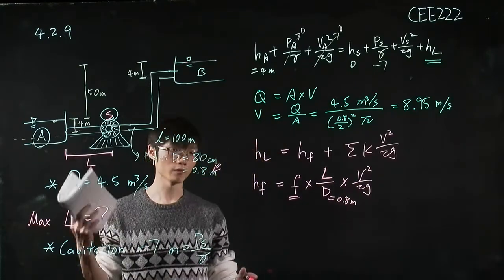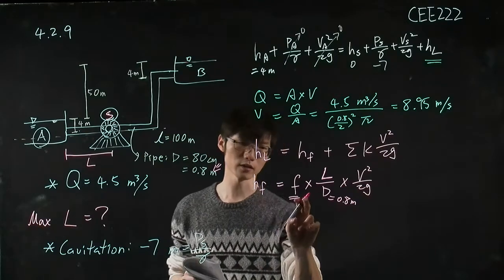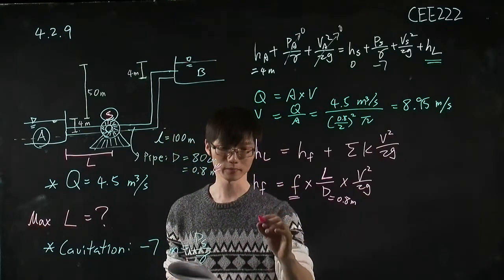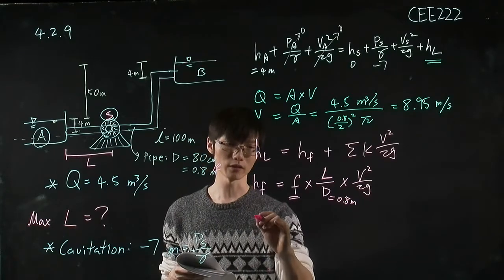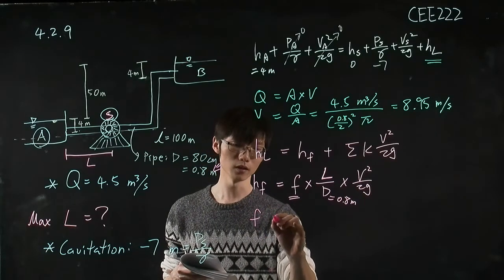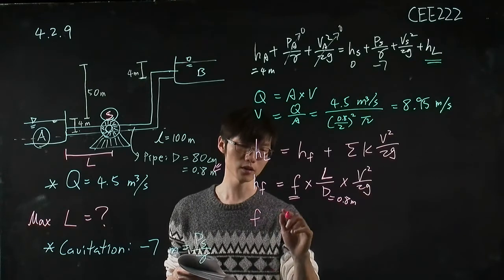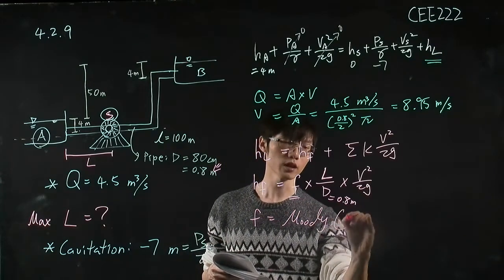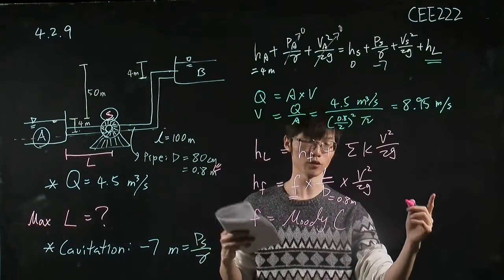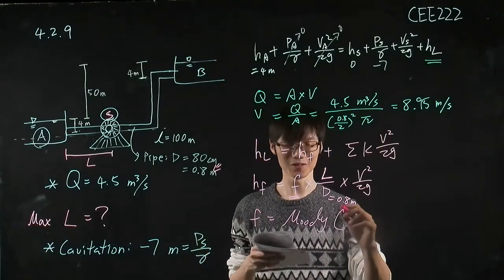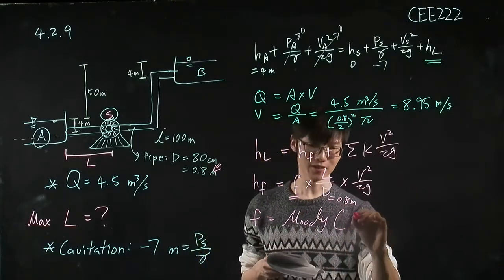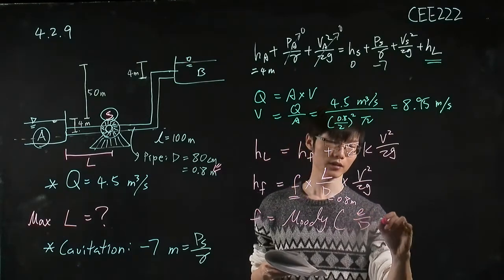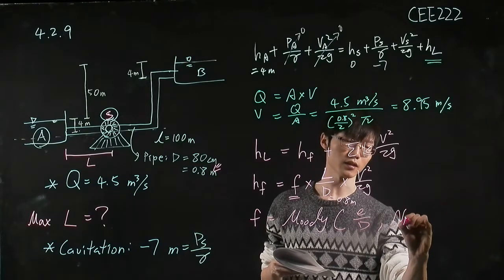So from last homework, you already know if you want to find out this factor f, you need to use the Moody Diagram. Okay, so in order to solve this, you will use the Moody Diagram, right? And the Moody Diagram needs two items to find out this factor. The first one is the relative roughness. The second one is the Reynolds number.